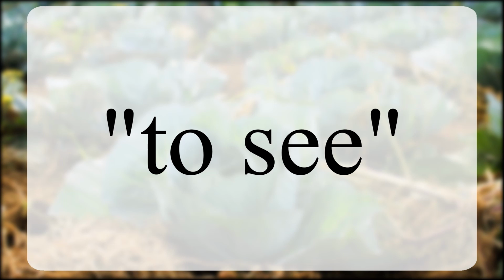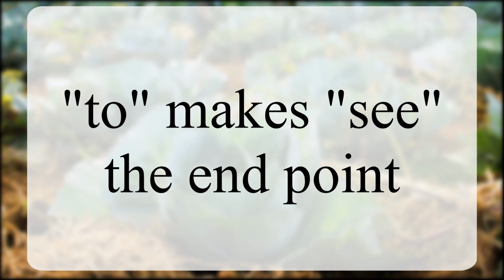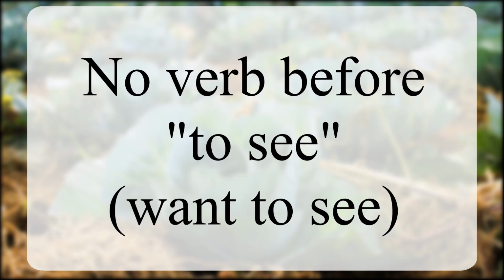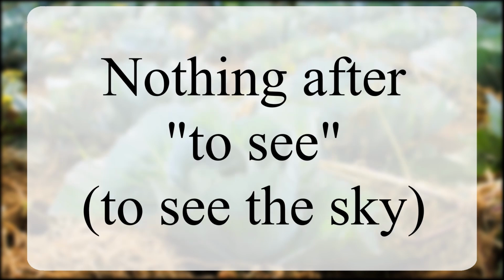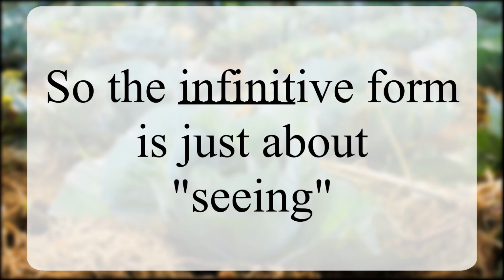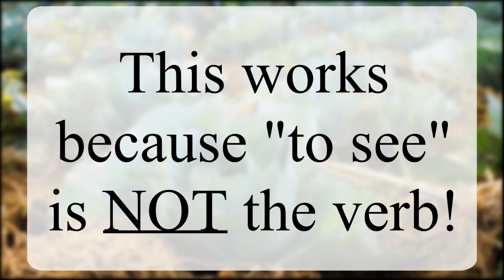When we say to see, we're using the word to so that we can make the action see the end point. Because there's no other verb placed before to see, for example, want to see, it means that there's nothing particular pointing to the action of seeing. And because there's no other information after the verb, for example, to see the sky, the infinitive form is simply about seeing. This works because to see actually isn't the verb.